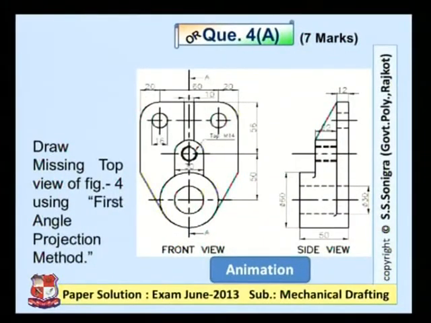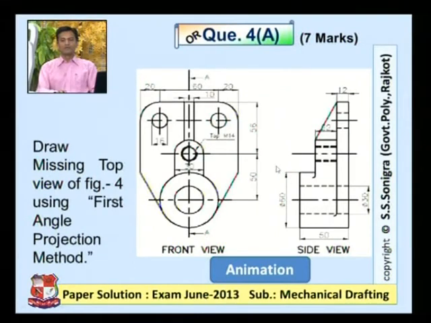Now question number 4a in option. Question is asked like this: draw missing top view of figure 4 using first angle projection method. Here 2 views are given to us. This is front view and side view, and from these 2 views we have to identify its third view, that is its missing top view. From these 2 views we have to imagine what would be the shape of the object, and after that we have to draw its top view.